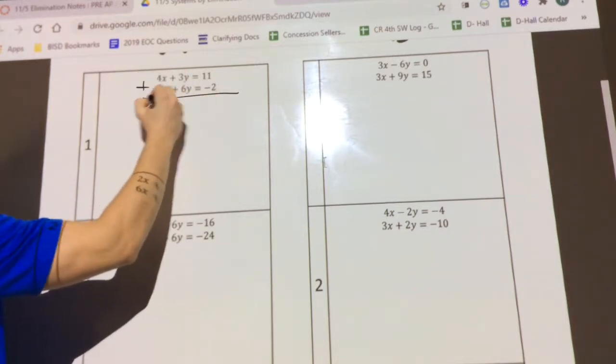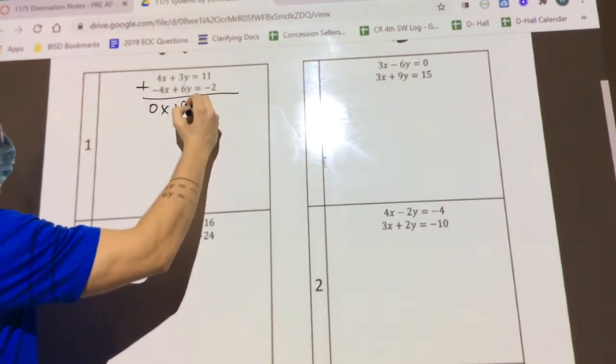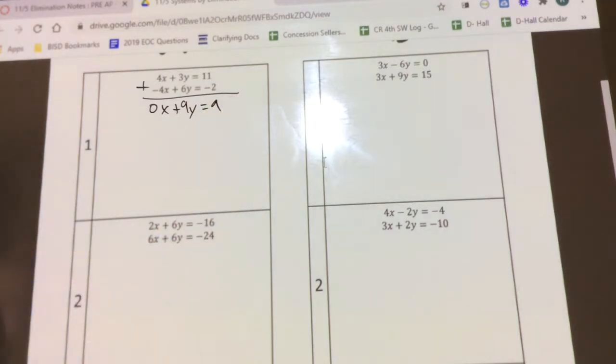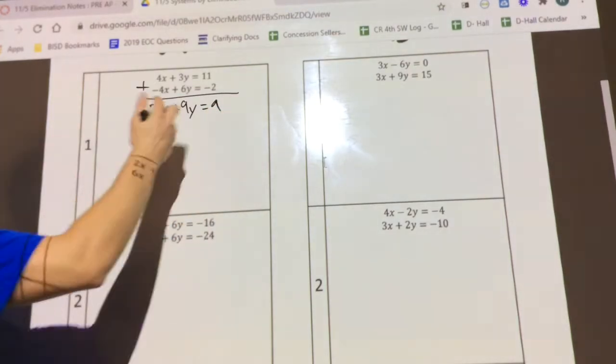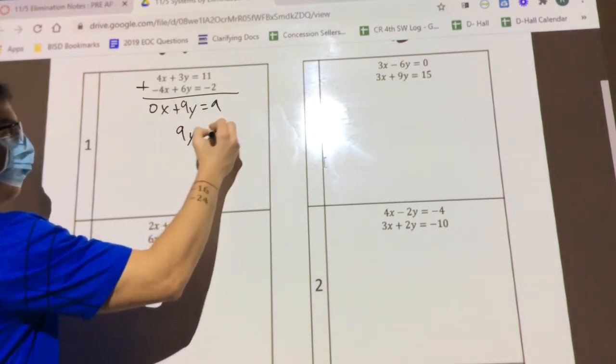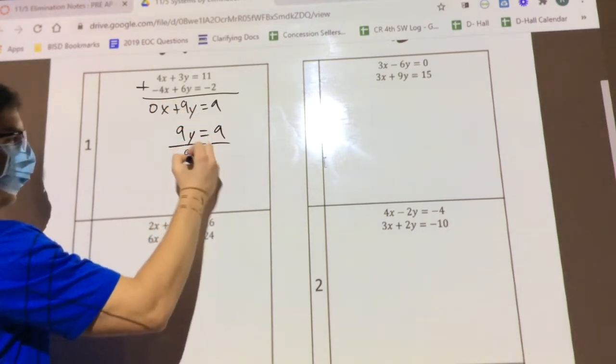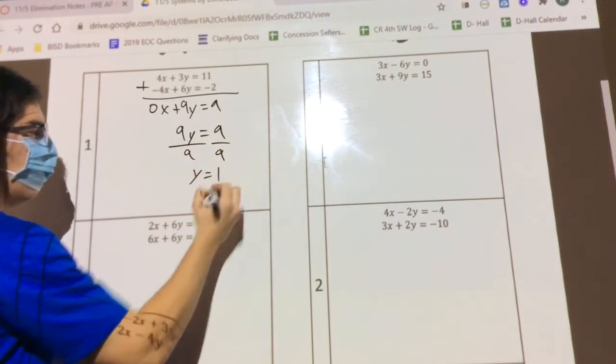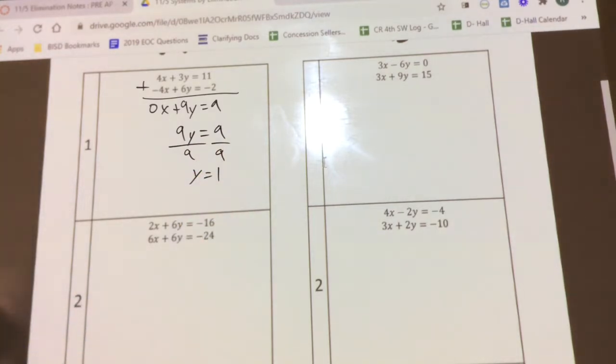Giant addition problem, 0x plus 9y equals 9. We're all okay with that. Alright, now, if I wanted to rewrite it, again, it's just going to look like this. 9y equals 9. Divide both sides by 9. And y equals 1. Okay, are we all okay with that? Yes. Now, what do I need to do now to solve for x, though? What do I need to do now to solve for x? Brian?